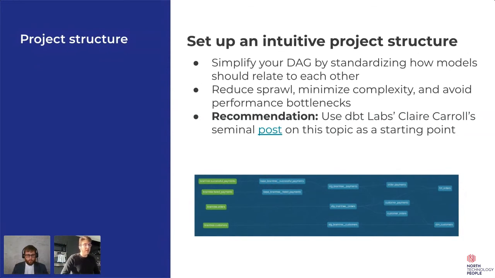This also helps avoid performance bottlenecks, because you don't have single models holding up a huge part of your DAG as you're trying to rebuild your warehouse every hour or every day. So the main focal point here is standardizing how models should relate to each other. One way to look at this is different layers in your DAG, and the former dbt Labs community manager Claire Carroll wrote a seminal post on this topic, which you should probably use as a starting point. It scopes out the different layers you'll have in your DAG: a source layer, a base layer, a staging layer, and then your facts and dimensions. You can see a lot of these layers in this diagram, but there is a lot more detail in the post, and I recommend you go use that.